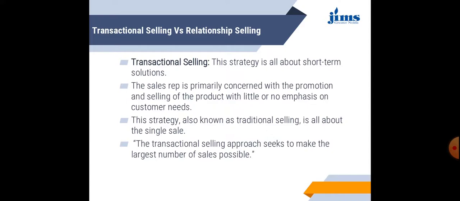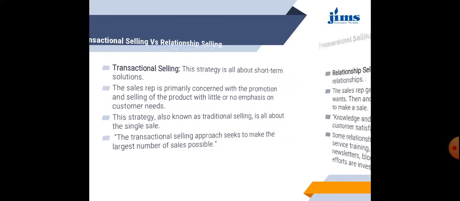Here you can again see in detail what we mean by transactional selling. It's all about getting short-term solutions. Here the sales representative is concerned with promoting just to sell the product. Emphasis is not on customer needs, right? This kind of strategy is also called traditional selling, just focusing on a single transaction sale, right?